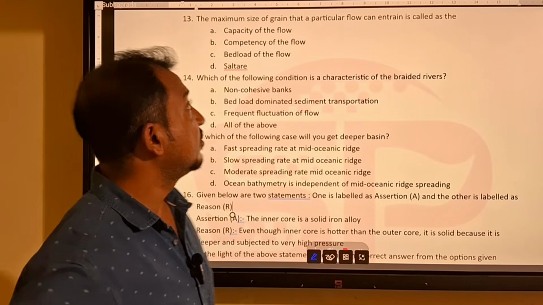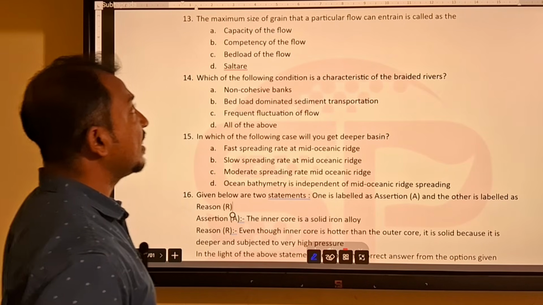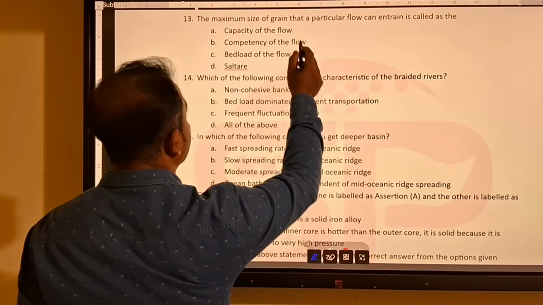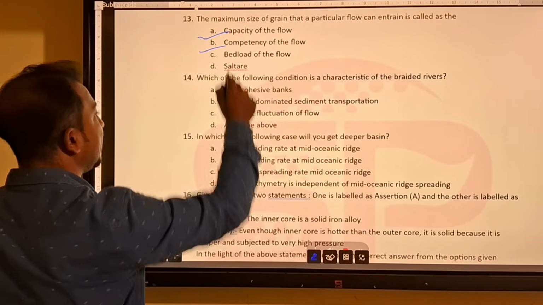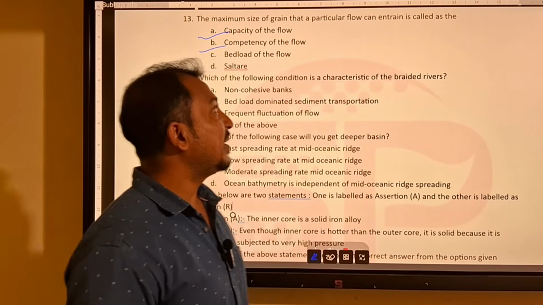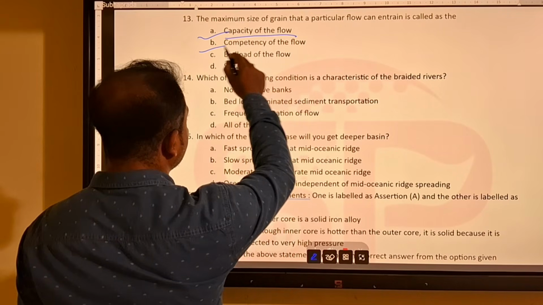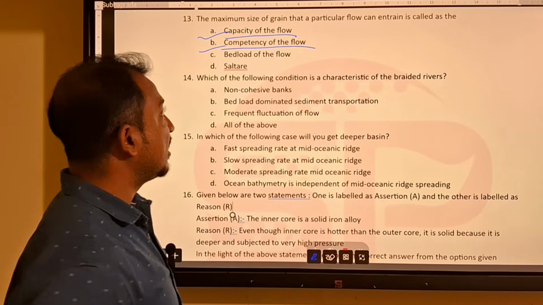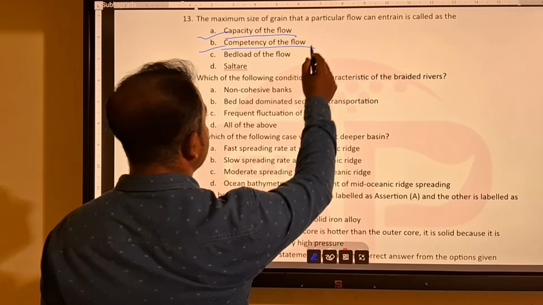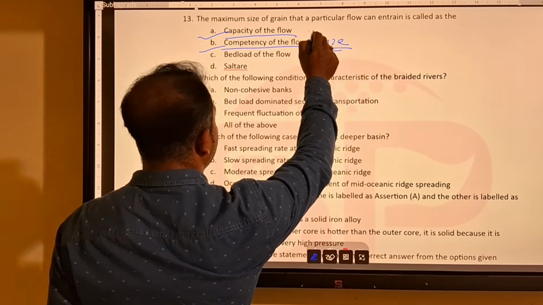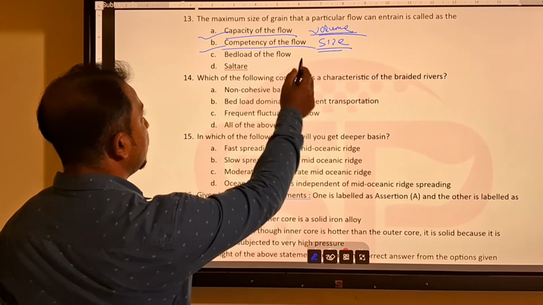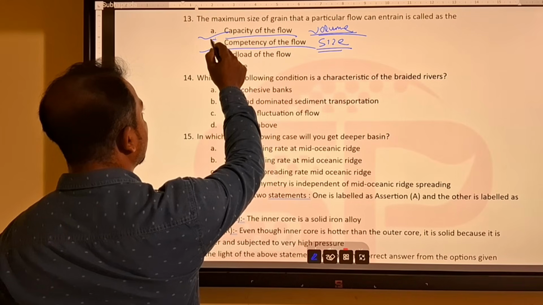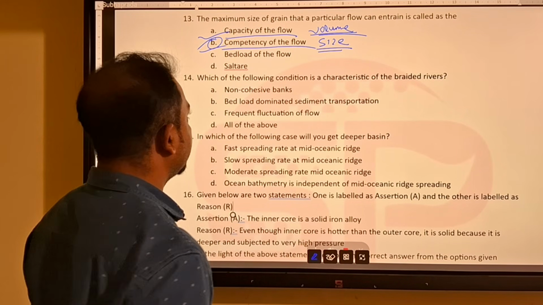Then, the maximum size of grain that a particular flow can entrain is called what? There are two things we have to consider: capacity and competency. Capacity is the volume of sediment the flow can take. Competency is the size. So the answer will be, for the maximum size, the competency of the flow.